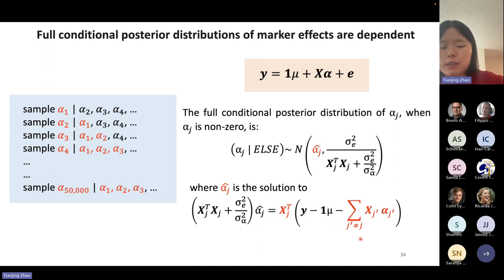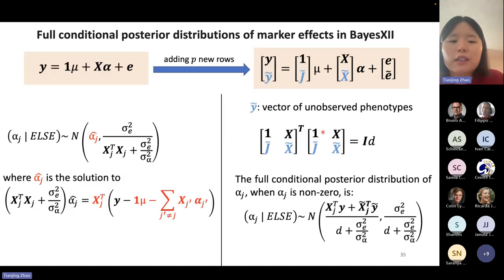So this is another explanation in terms of the equation. What if this red part equals zero? If xj transpose times this part is zero, then the dependence is gone, right? So what we did, on the right side is our new method. We add some new data here. Our original data is, let's say, 1 and X. We add new data, j tilde and x tilde, such that this new data makes our new incidence matrix orthogonal. Which means this matrix times its transpose is an identity matrix. So the columns are orthogonal to each other. The dot product is zero.